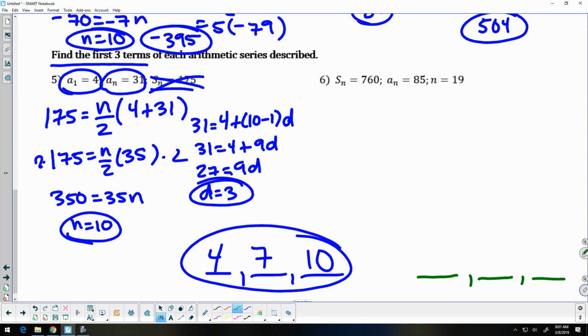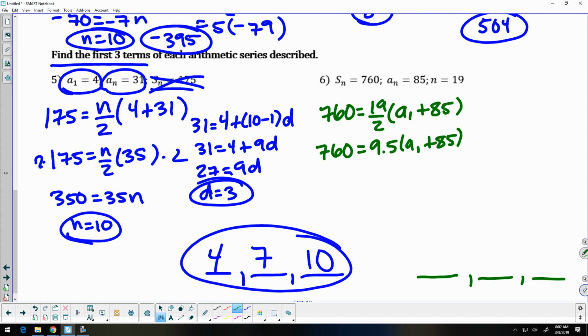So plugging this all into the sum formula, you'd have 760 equals 19 over 2 times a sub 1 plus a sub n. There it is. Okay, so now going through, solving this for a sub 1. I'm going to rewrite 19 over 2 as a decimal. So instead of distributing 19 over 2 to both terms, which is just going to create extra work for me, again, write that as a decimal. That's going to be 9.5.